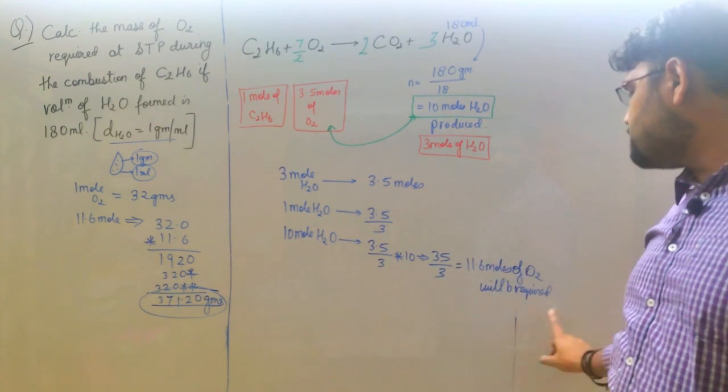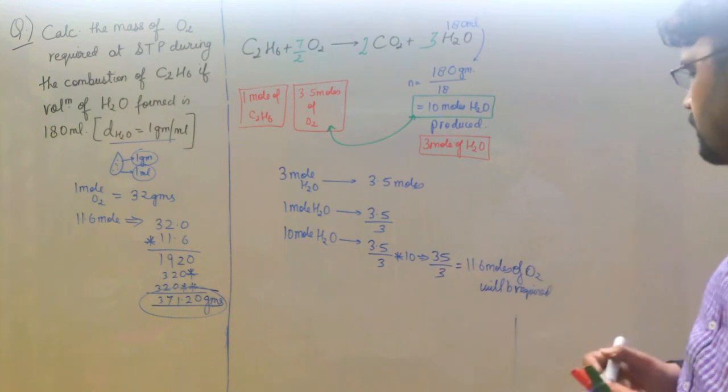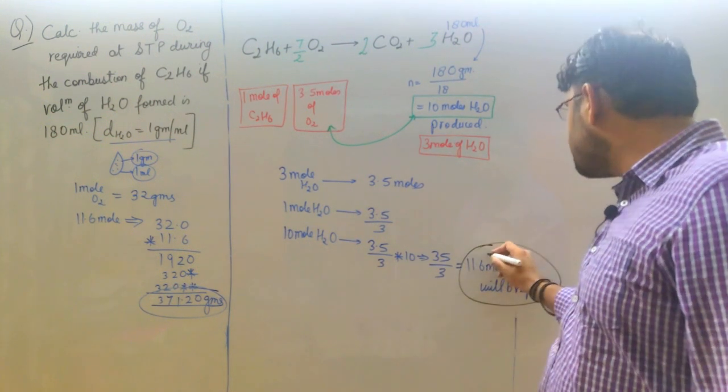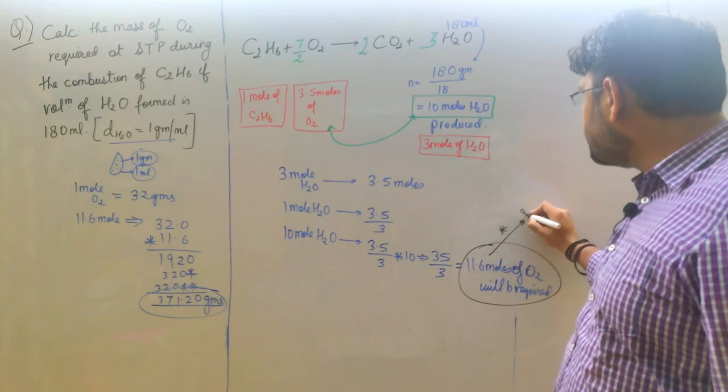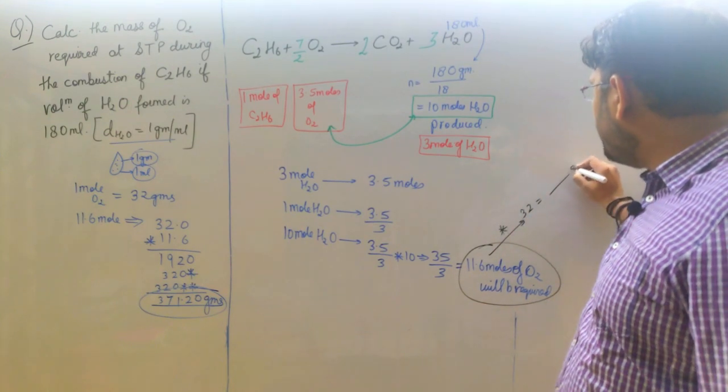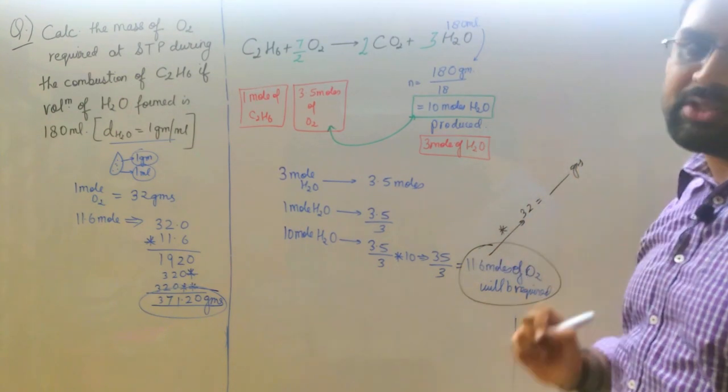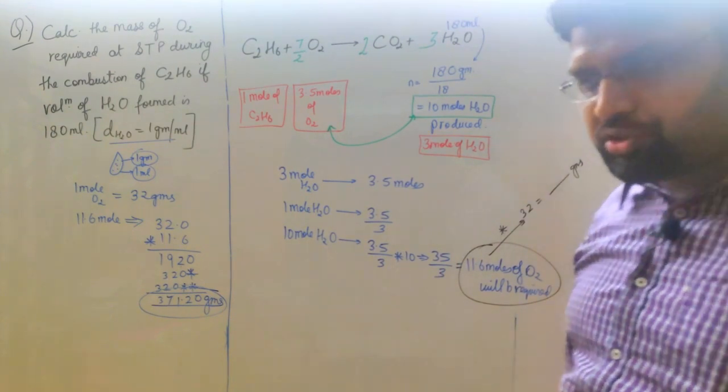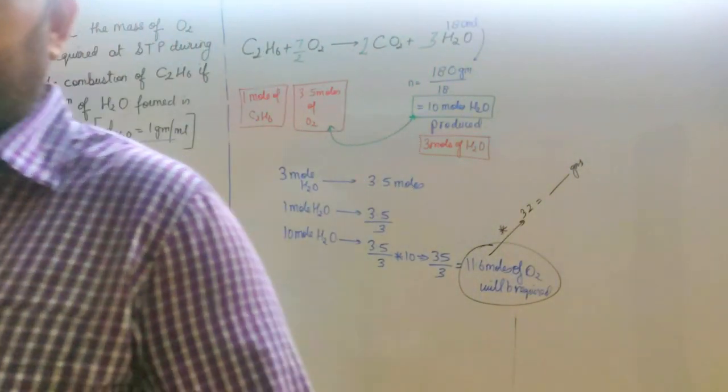What will be the mass of 11.6 moles of oxygen? You have to multiply by its molecular weight, that is 32, and you will get that many grams. I hope this question is also clear. Let's take a look at another one.